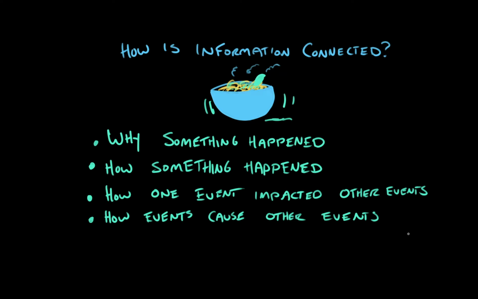Now, I know this example is a little silly, but I wanted to talk about something relatively simple, like a bowl of noodles, before we dive into Dr. Molina and his research, which is about pretty complicated scientific concepts. So these are just 4 of the ways that information can be connected. These aren't the only 4 ways, these aren't the only ways to think about information, but these are some of them, and this is a helpful way to think about making connections when you're reading.